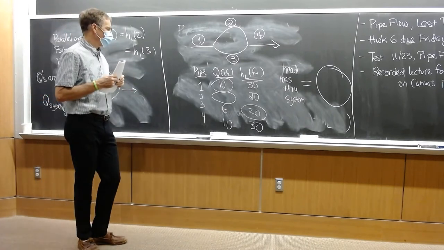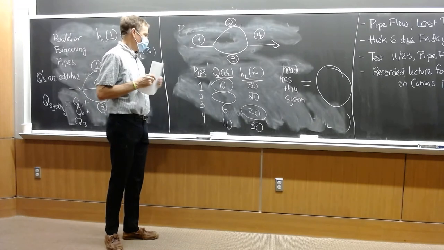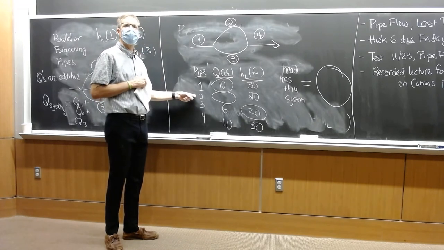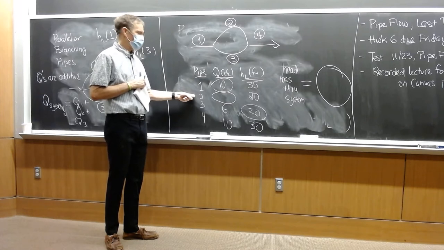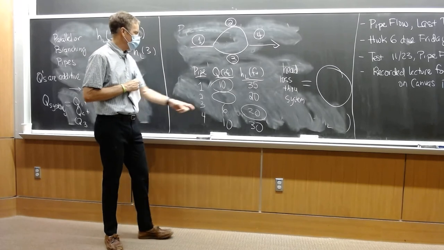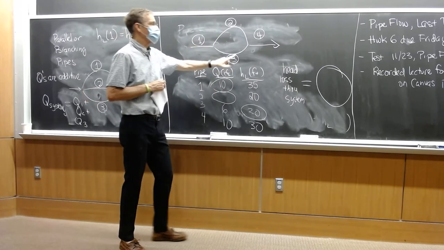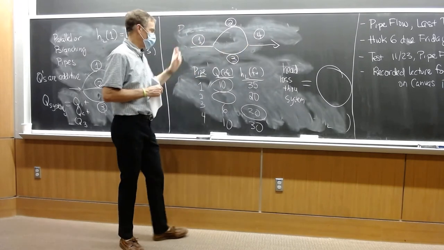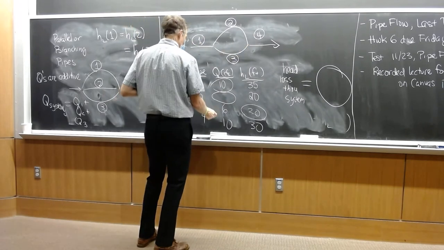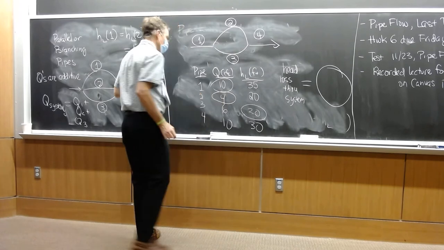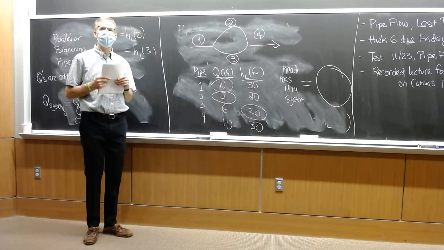So the flow in pipe two must be 4, right? Because this plus that flow-wise must add up to these flows. So if Q3 is 6, then Q2 must be 4.